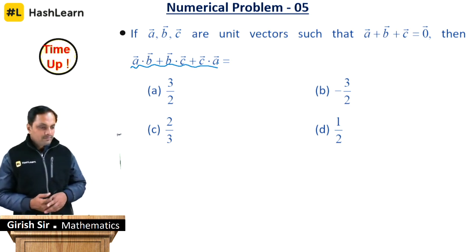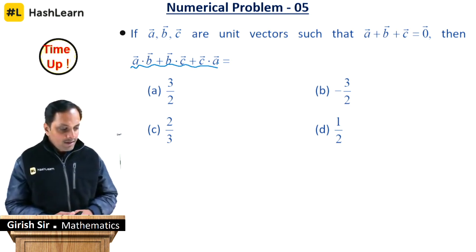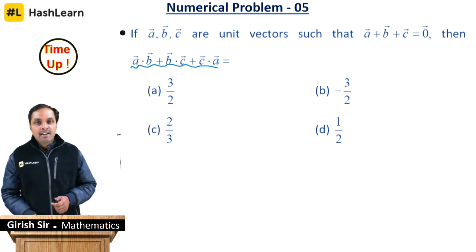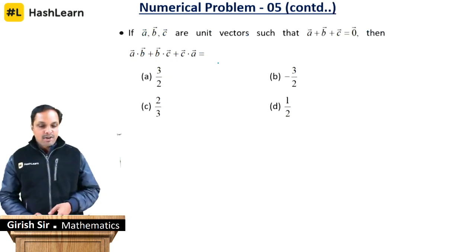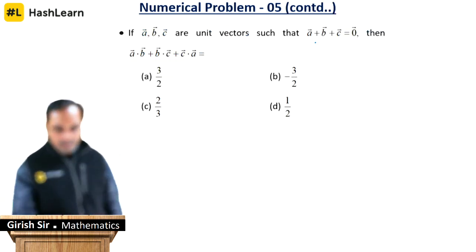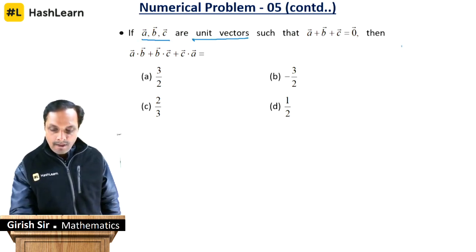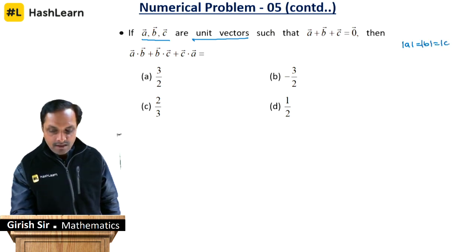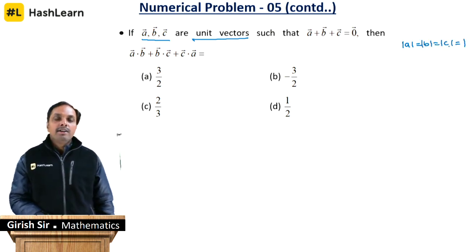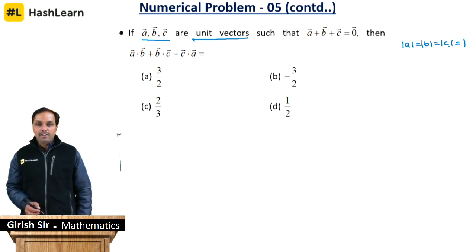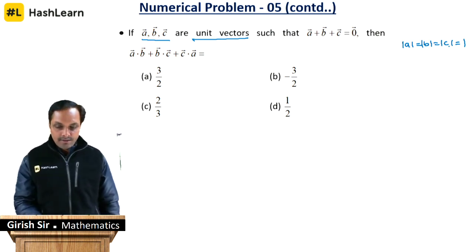Yes, fine. Your time is up, and let's see how to do this problem. So what you have to do here: the magnitude of A or magnitude of B or magnitude of C is given as 1, as unit vectors, and also they are giving you A plus B plus C vector as 0.